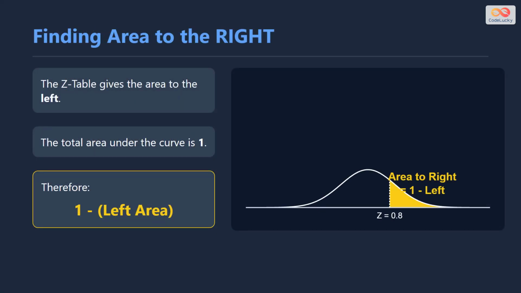Sometimes you need the area to the right of a z-score, which represents greater than. Since the table only gives the area to the left and the total area is 1, you simply subtract the table value from 1. So, area to the right equals 1 minus the area to the left.